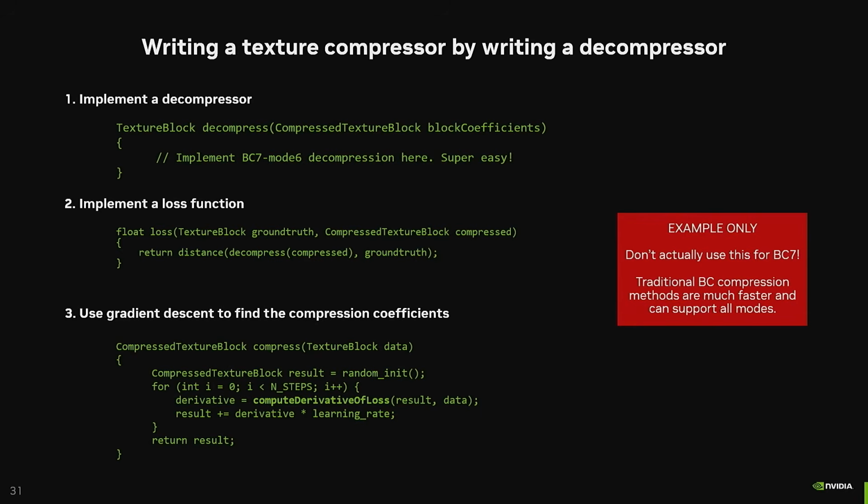It will take some time, and I should note that while this will actually work for BC7 mode 6, don't really use it for BC7 because this problem of BC compression, it's simple enough that machine learning is not necessary here. It's just easy to understand. There are easier ways to deal with BC compression.